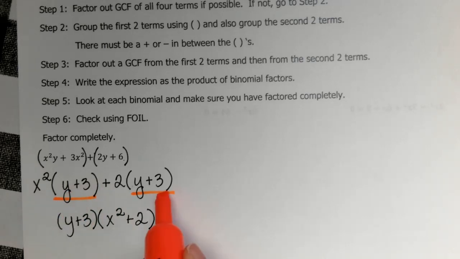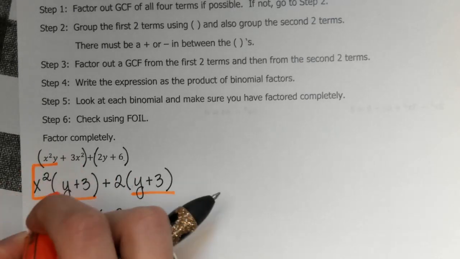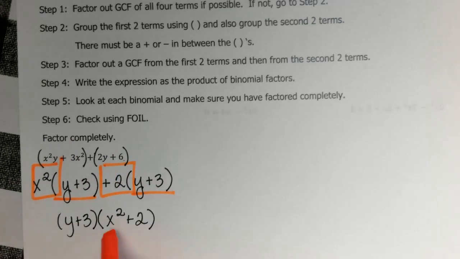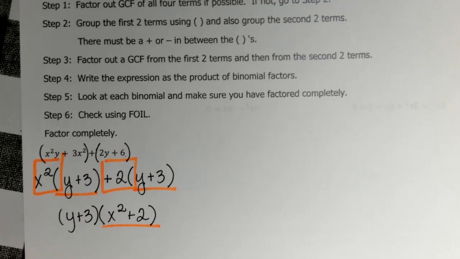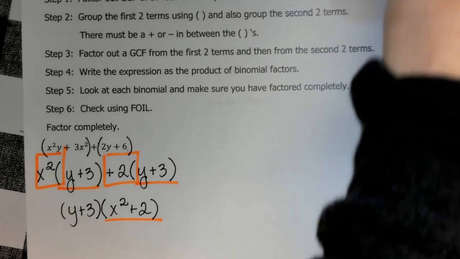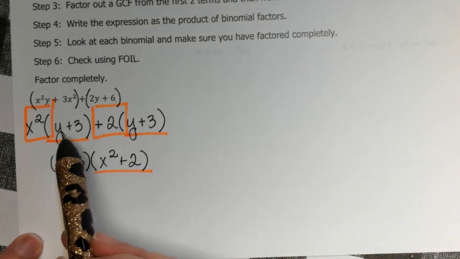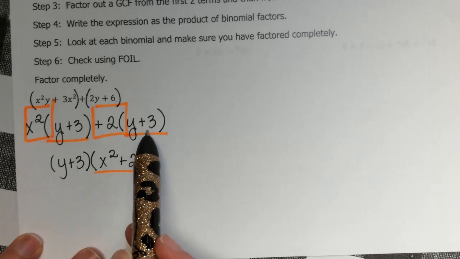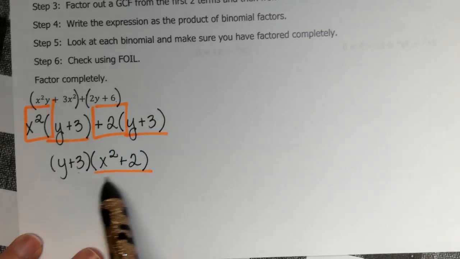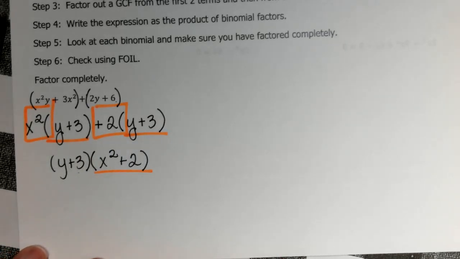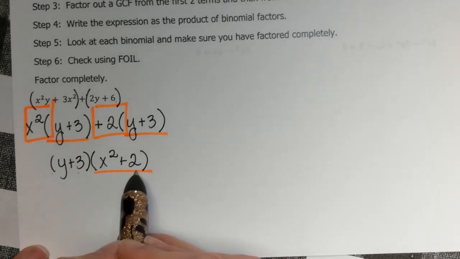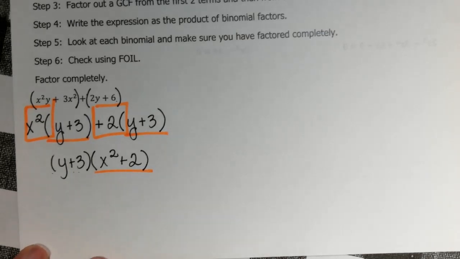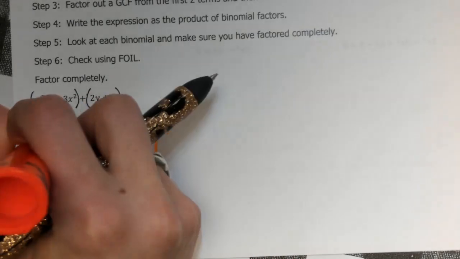Alright, so the y plus 3 turns into a GCF that I take out. And then x squared plus 2 is what I'm left with. If you do not get the same terms inside your parentheses, you cannot take that out as a GCF. You mess something up with your grouping. Okay? Now, once you get this, you have to check, can I take it any further? Well, I can't do anything with y plus 3. X squared plus 2, I can't do anything either. That's my answer.